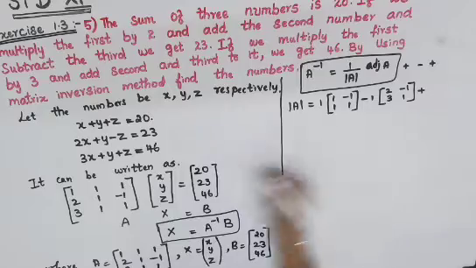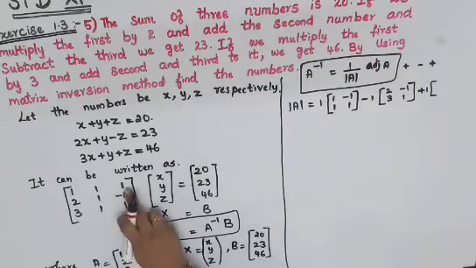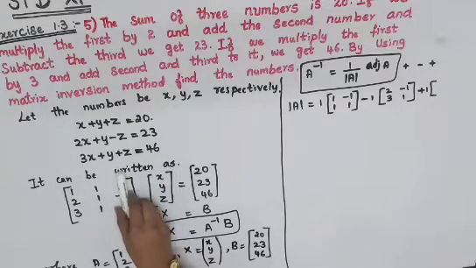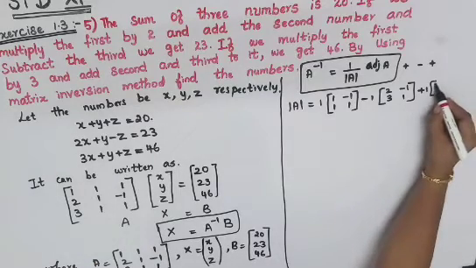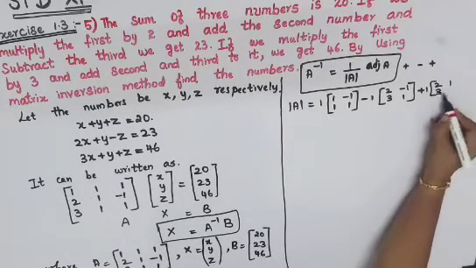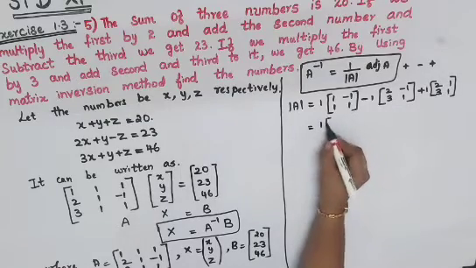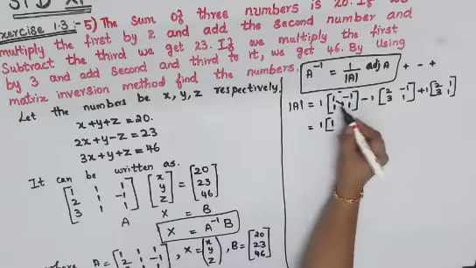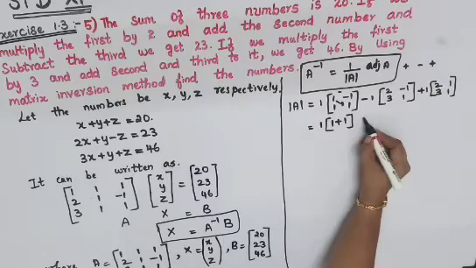Then plus, again 1 is there, so 1 into, open your bracket, minor of this one has to be found out. So removing this row and last column, you will get 2, 1, 3, 1. So which is equal to 1 into 1 ones are 1. Inbuilt minus will be there. So minus and minus will become plus. Again 1 ones are 1.